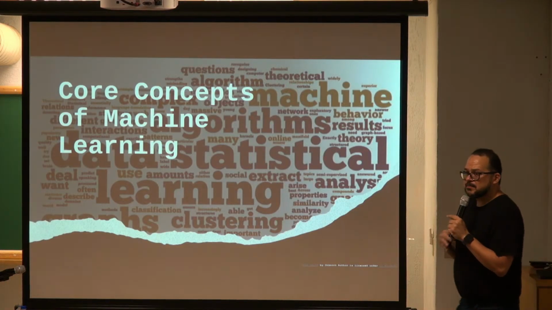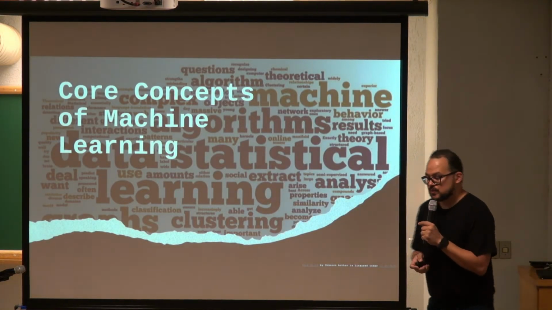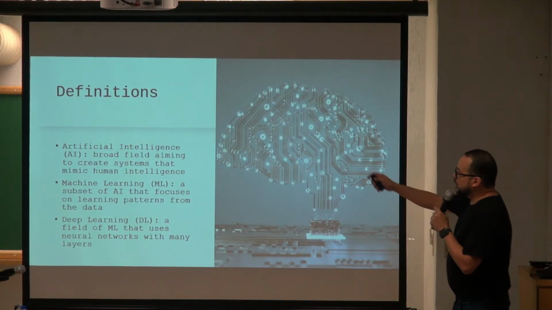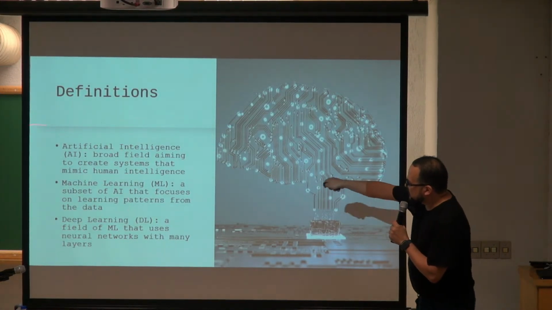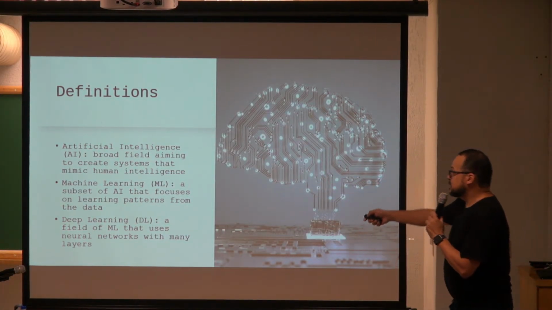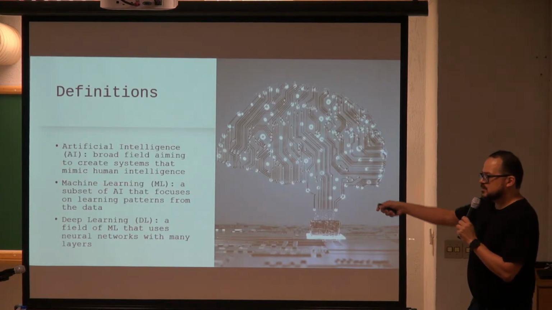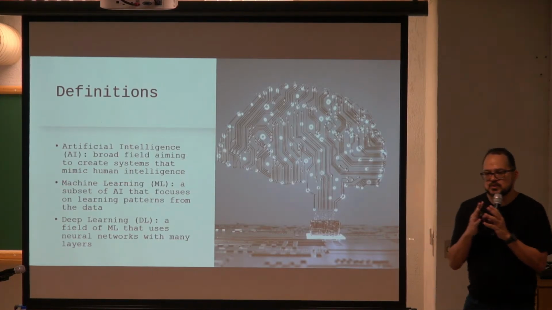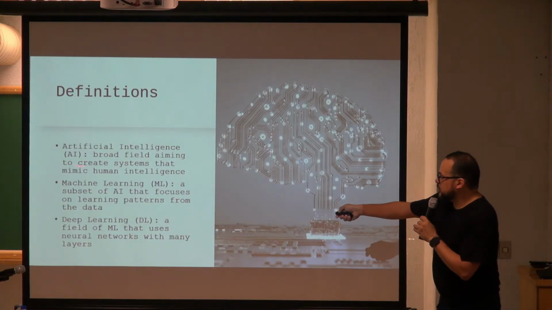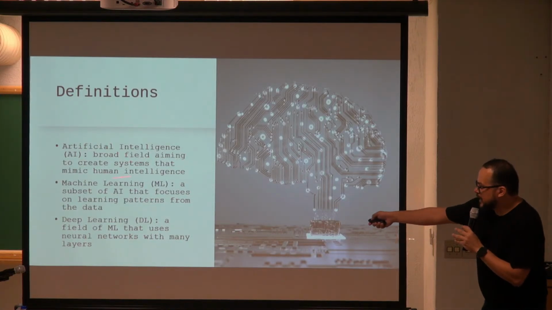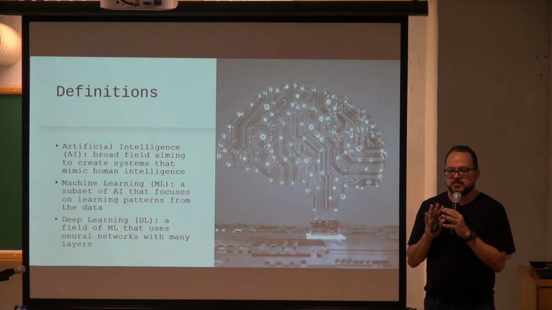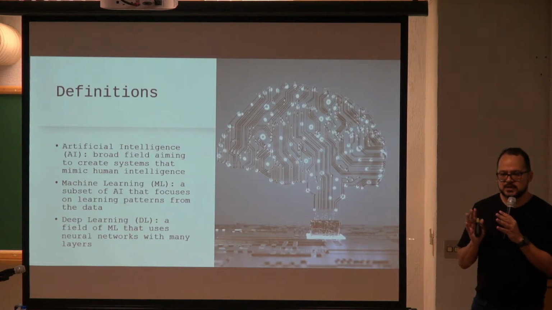So what are the main ideas that we have to consider in terms of machine learning? I want to start with 3 simple definitions, just to make sure that we are on the same page there. In terms of artificial intelligence, it is a field that is very broad. And within that field, we aim to create systems that behave like the human brain. That's it. No more than that.